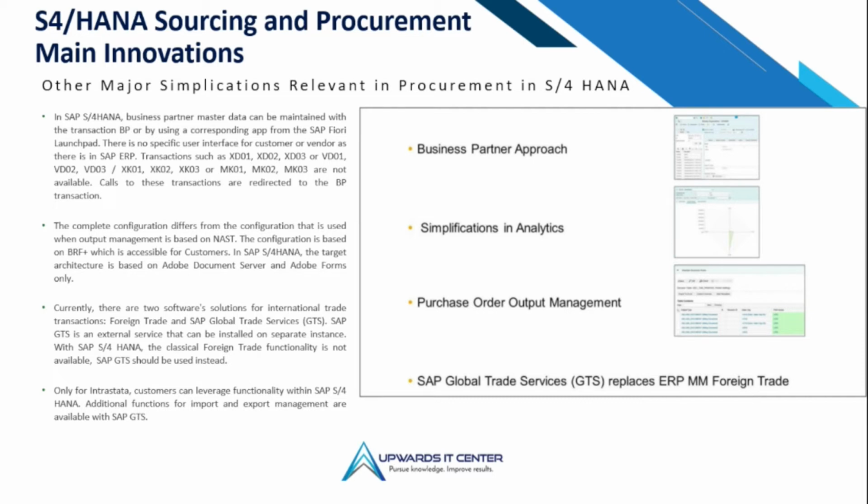There is a change for the trade services. SAP Global Trade Services, GTS, will replace the foreign trade. Currently there are two software solutions for international trading transactions, the foreign trade and the GTS. SAP GTS is an external service that can be installed in a separate instance only for interstate data. Customers can leverage functionality within SAP S/4HANA. Additional functions for import and export management are available with SAP GTS.